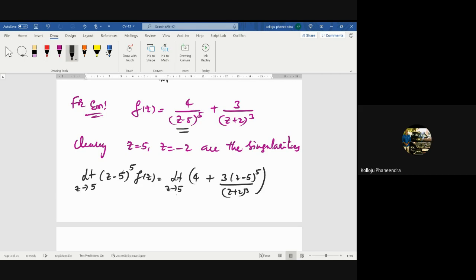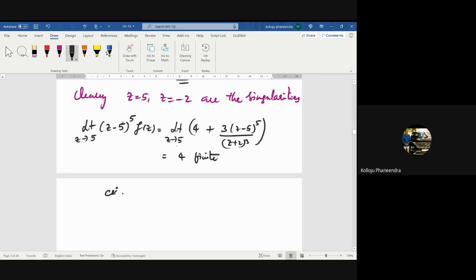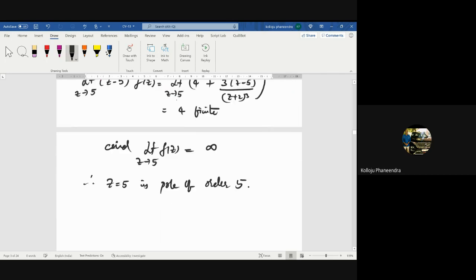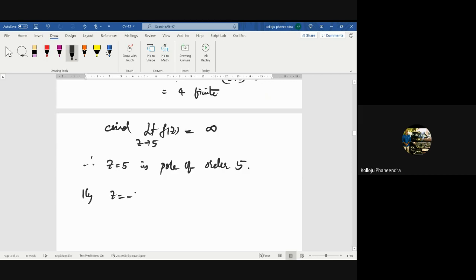I'm taking only one singularity first. So what is this value? 4 only exists, finite. And one more I have to check: the limit of f of z. If I take the limit directly, z tends to 5, this becomes infinity. Therefore, z equal to 5 is a pole of order 5. Similarly, z equal to minus 2 is a pole of order 4. That's it.